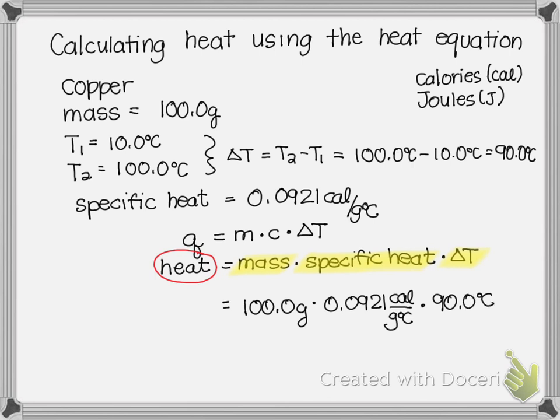Now, if you're like me and like to follow through with your units, which I do, we'll notice that the grams here cancels with the grams here. The degrees Celsius cancel with the degrees Celsius. And what is left is calories, which is the unit that they're asking us to calculate. So to solve this problem, on my calculator, it's 100 times 0.0921 times 90.